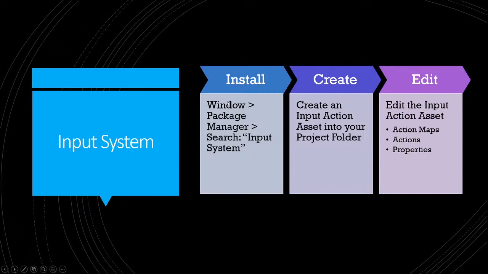You need to open up your project, go to the top where it says window, look for package manager, and in the package manager, you're going to search for input system. Then you're going to install it into your project. You're then going to create an input action asset in your project folder. You just do that by finding the little plus sign somewhere. And then you're going to edit the input action asset. And you could give it an action map, actions, and properties.